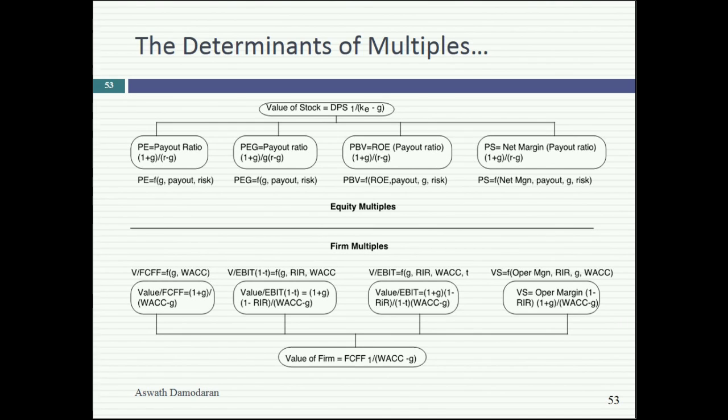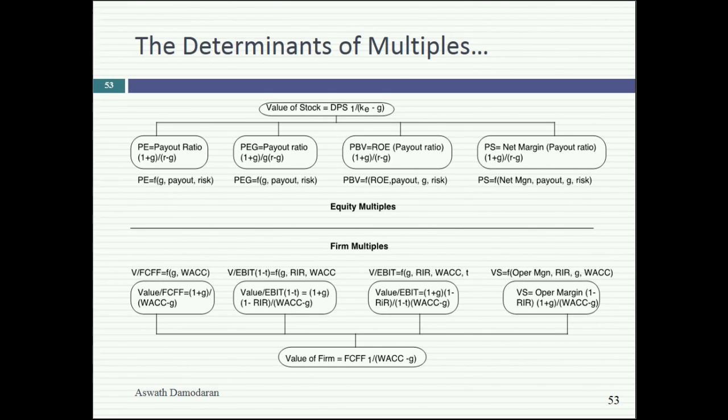With an enterprise value multiple, divide after-tax operating income by the denominator of your multiple, and you get the companion variable. So let's try the EV to sales ratio. Divide after-tax operating income by sales, and you get after-tax operating margin. EV to invested capital: I take after-tax operating income divided by invested capital, and I get return on capital. So for any equity multiple, divide net income by the denominator. For any enterprise value multiple, divide after-tax operating income. You've got your companion variable.